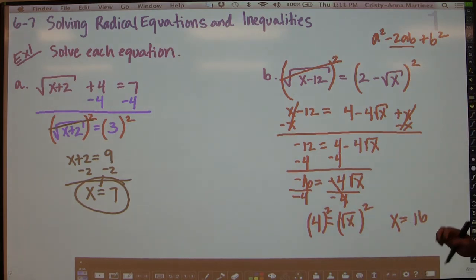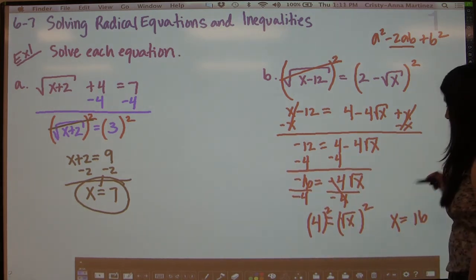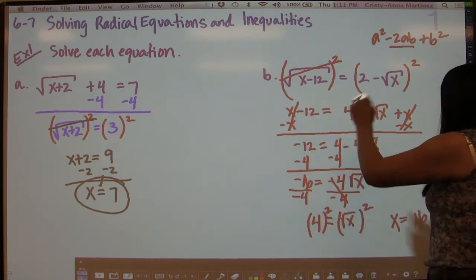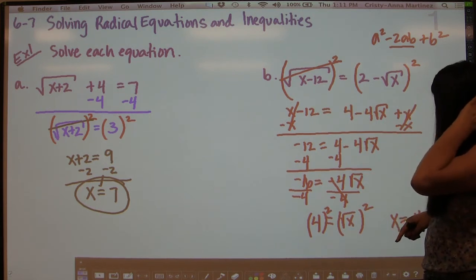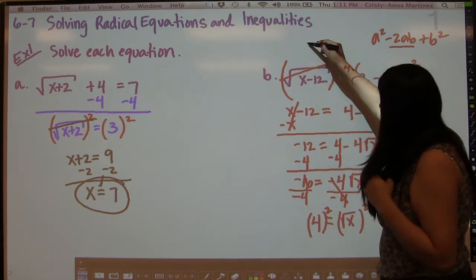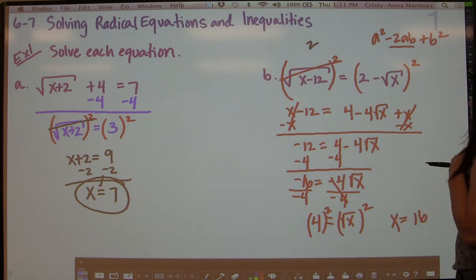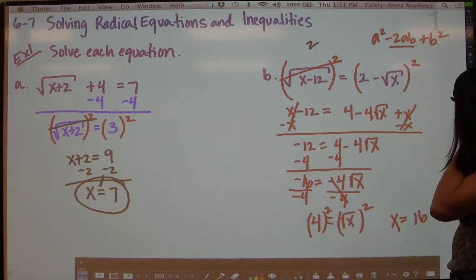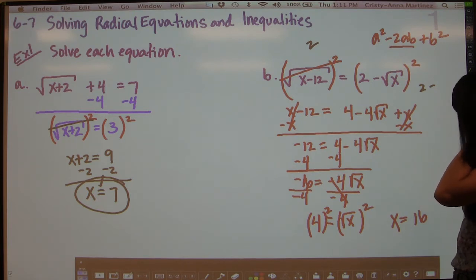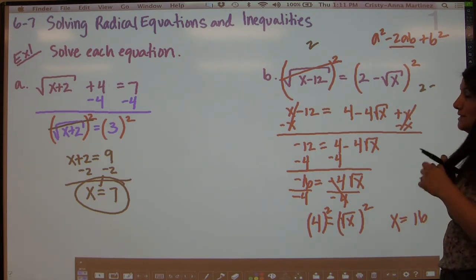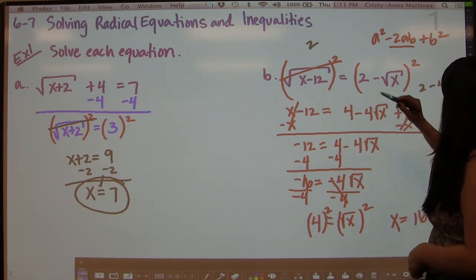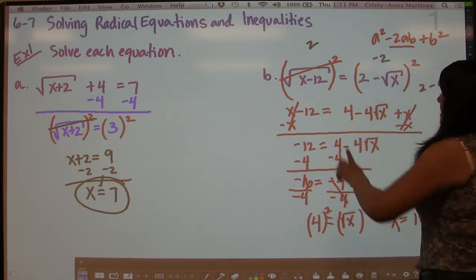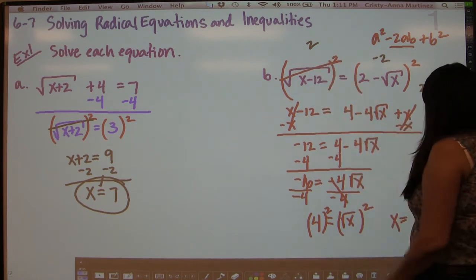But again, we want to make sure that this solution actually works. So on the left, from the original problem, we're going to get 16 minus 12, which is 4, and the square root of 4 is 2. So on the left, we get 2. On the right, we get 2 minus the square root of x, or 2 minus the square root of 16, and the square root of 16 is 4, so you get 2 minus 4, and 2 minus 4 is negative 2. So you see, positive 2 does not equal negative 2.